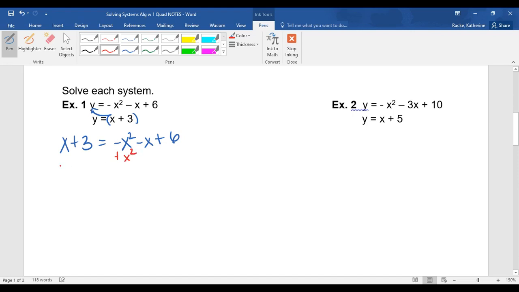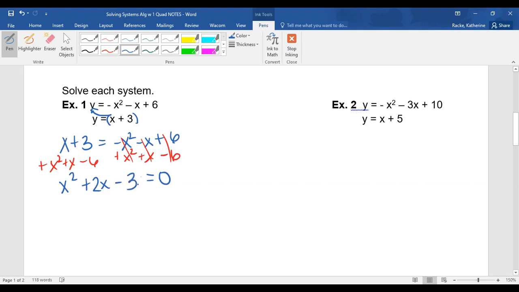So I'm going to add x squared over here. I'm going to add x, make sure you combine it with like terms, and I'm going to subtract 6. So this side cancels out and it equals 0. I have positive x squared. x plus x gives me 2x, and 3 minus 6 gives me a negative 3.